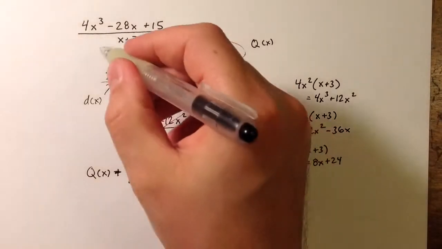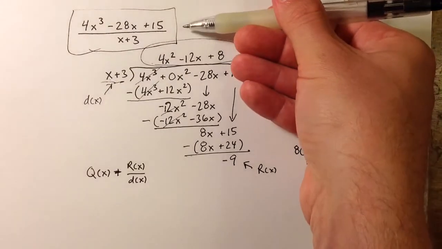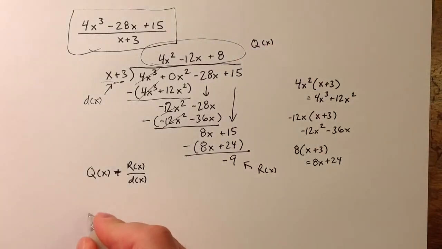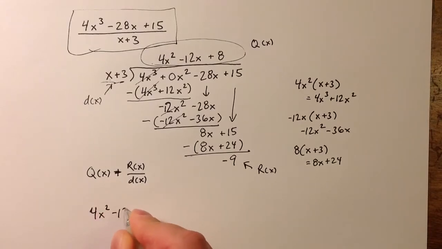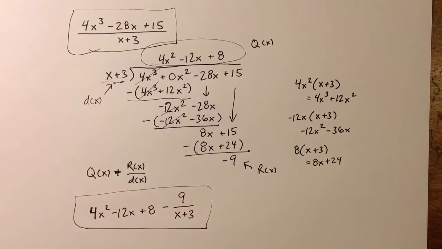So that expression is actually perfectly equivalent to the original rational expression that we started with, but it highlights the quotient, 4x squared minus 12x plus 8, and then we add on to that the remainder, minus 9, divided by the divisor, x plus 3. So that's one way we can present our final answer.